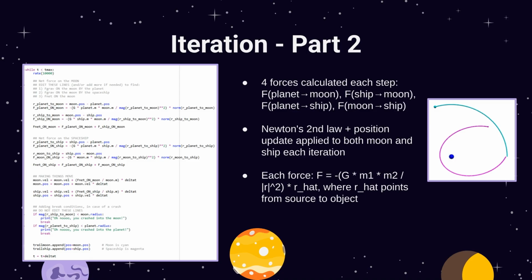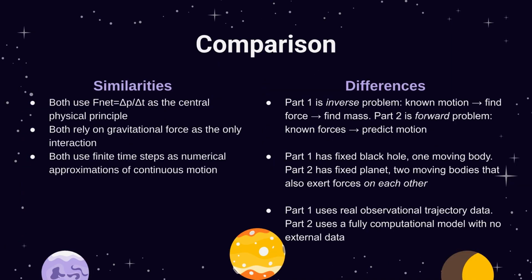For the iteration part, every 30 seconds of simulated time, the loop calculates 4 gravitational forces: the planet pulling the moon, the ship pulling the moon, the planet pulling the ship, and the moon pulling the ship. Each one uses the same formula, negative G times both masses divided by distance squared, times the unit vector pointing from source to object. Then Newton's second law updates velocity. V final equals V initial plus F net over mass times delta t, and position updates from the new velocity. This happens for both the moon and the ship every single iteration.